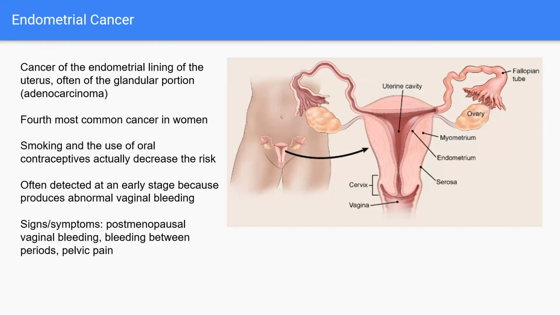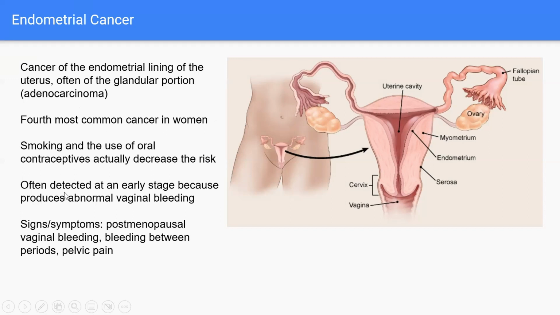So first, though, let's talk a little bit about endometrial cancer. As I've already alluded to, it's the lining of the uterus. Often the glandular portion is the part that becomes cancerous. That's called adenocarcinoma. So endometrial adenocarcinoma. It's actually the fourth most common cancer in women. And interestingly, smoking and the use of oral contraceptives decrease the risk. So this is not a reason to smoke. Women, don't say, hey, smoke so you decrease your risk of endometrial cancer. It's just something interesting that has been found.